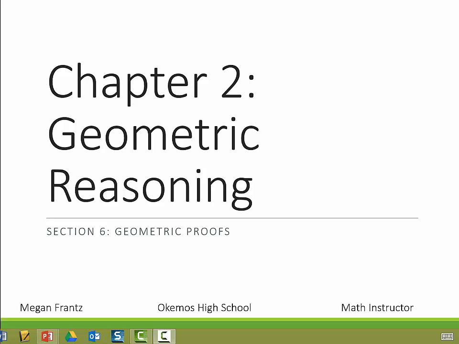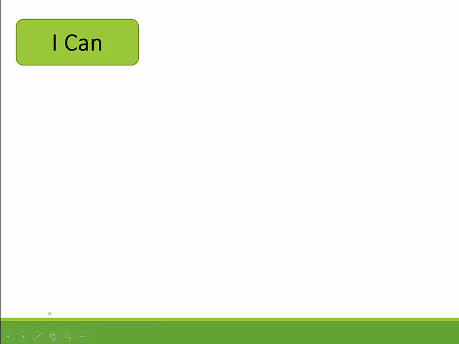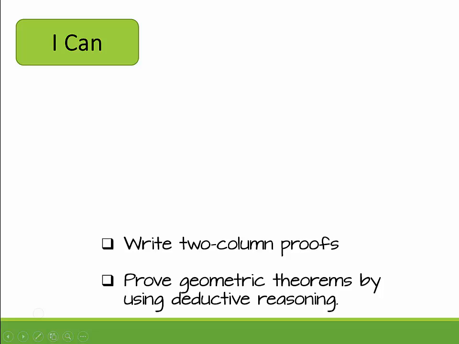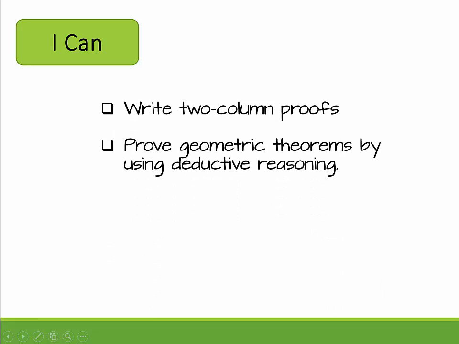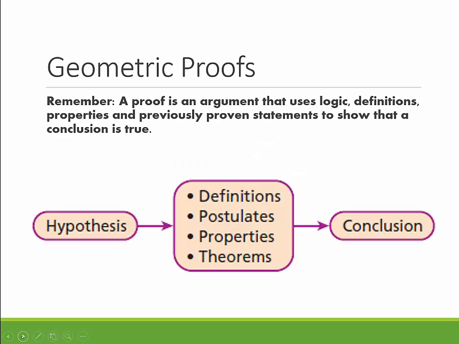Chapter 2, Section 6 is about geometric proofs. In this lesson, we're actually not going to do any geometric proofs, just build ourselves up for it tomorrow during class. So not by the end of this lesson, but by the end of tomorrow, Monday, and Tuesday, you should be able to write 2-column proofs, and you should be able to prove geometric theorems by using deductive reasoning.